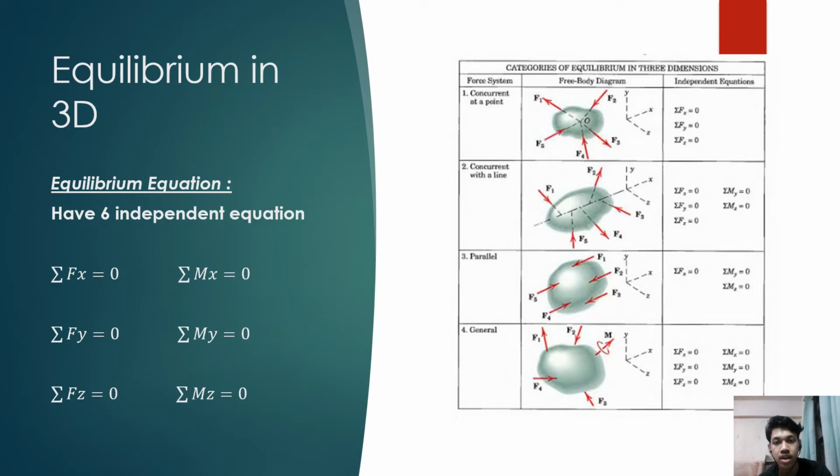For concurrent at a point, the independent equations are Fx is equal to 0, Fy is equal to 0, and Fz is equal to 0. Meanwhile, for concurrent with a line, we have 5 independent equations: Fx equal to 0, Fy equal to 0, Fz equal to 0, and the moment about y is equal to 0 and the moment about z is equal to 0.